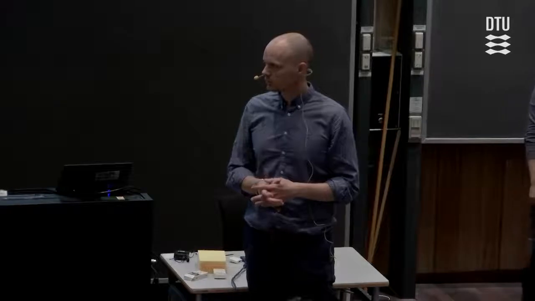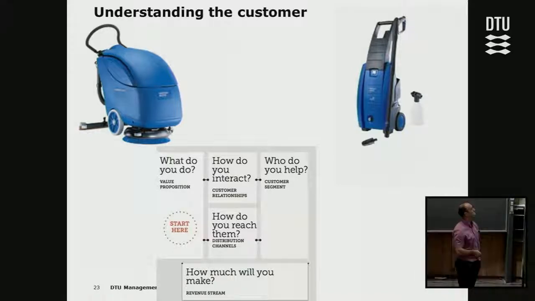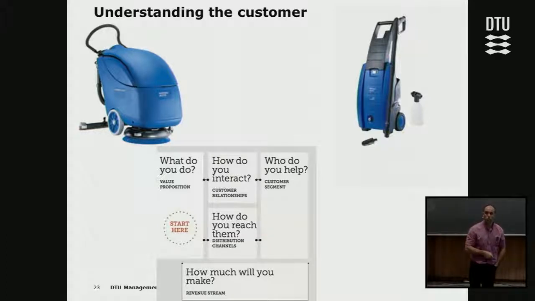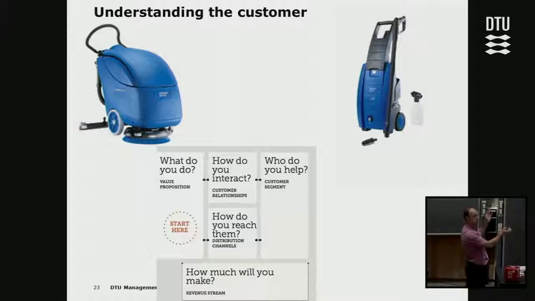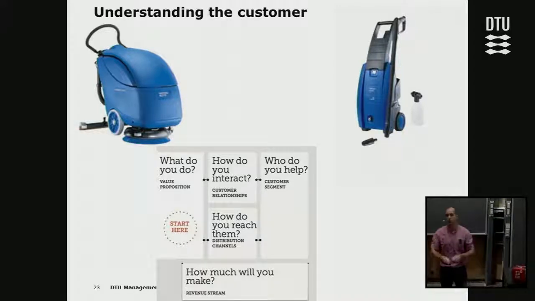So a small example here and a small exercise. Here we have two different products from the same company. On the left you have basically a tile cleaner. You go around, you clean tile floors like this. And here you have a high pressure washing machine. So how would you understand the customer in these two situations? Take a couple of minutes to discuss how these two types of customers and products are different. What are the value propositions? How do you interact and how do you reach these customers? So take a couple of minutes and discuss this.